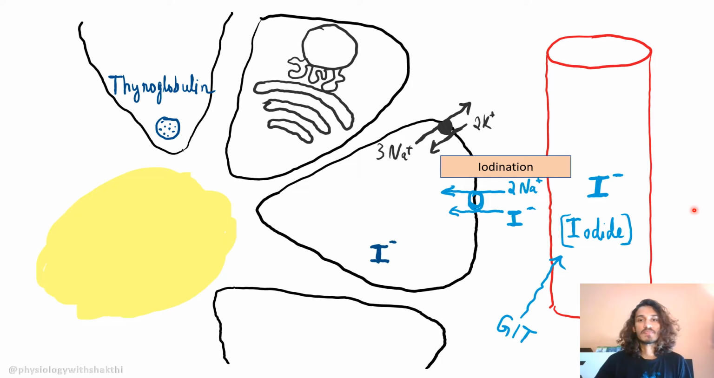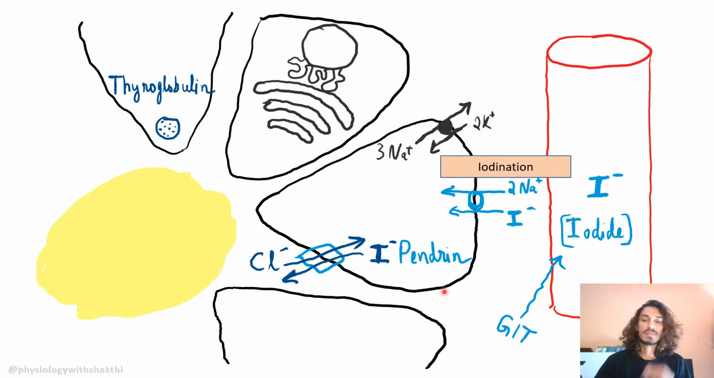Once this is done, next this iodide has to be taken into the lumen, where the follicular fluid is. For that, there is a transporter which exchanges it with chloride, and this is what is called Pendrin. So this Pendrin transporter exchanges chloride with iodide.